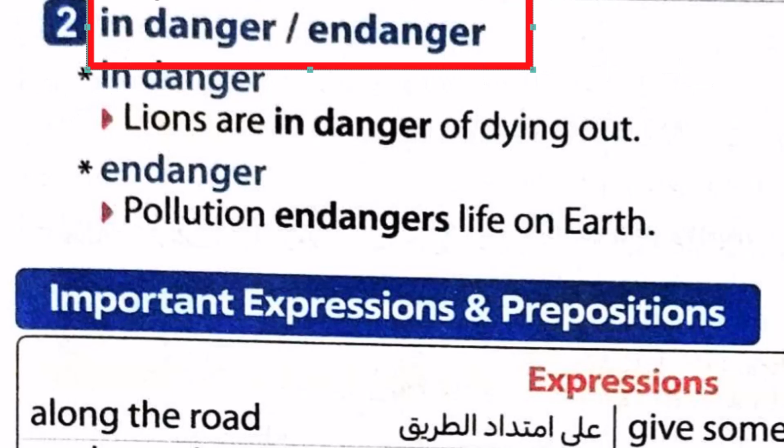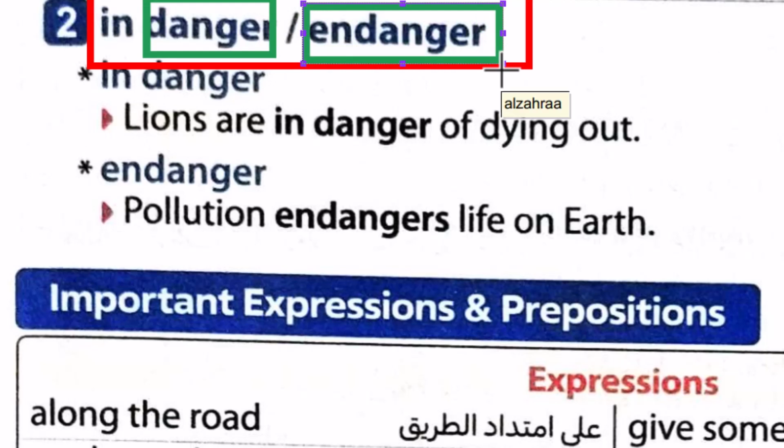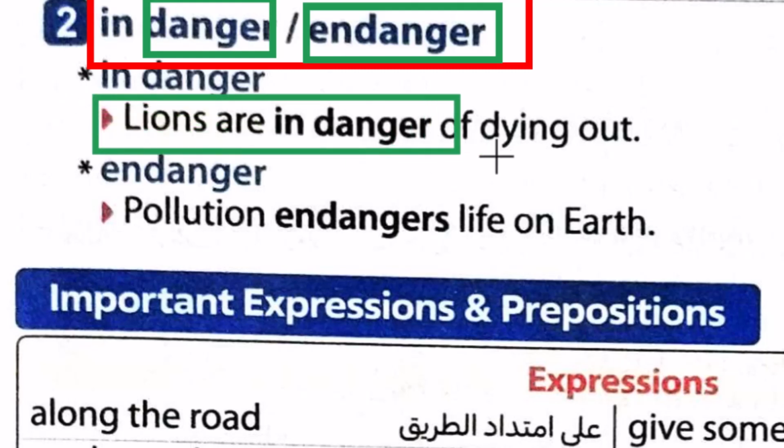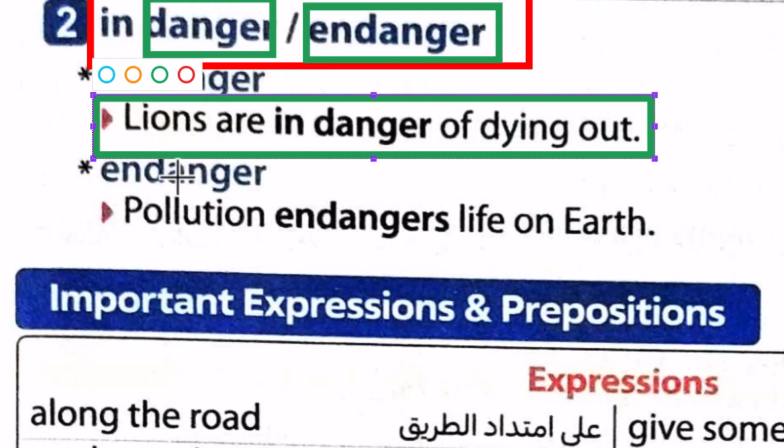This is a very important thing. You should notice that danger is a noun. But the second word, endanger, is one word and is used as a verb. So let us give an example and read through it. Lions are in danger of dying out. الأسود في خطر الانقراض. The meaning of dying out is خطر الانقراض.